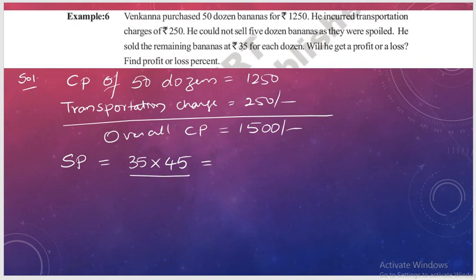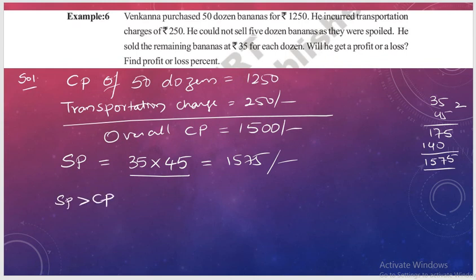Now selling price is 35 into 45. So 35 into 45, how much? 5 5s are 25, so 2 will be left. 5 3s are 15, plus 2 is 17. Next, 4 5s are 20. 4 3s are 12, plus 2 is 14. So how much did I get here? 1575. So from this, what I can say here is selling price is greater than cost price.